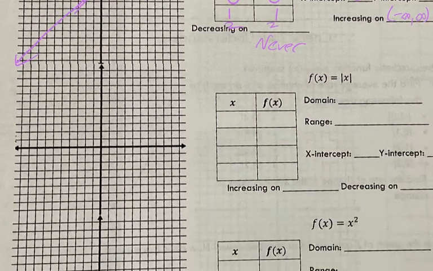Second one is the absolute value of x. Looks like a little V. It is a V. What are 5 key points for this graph? Probably -1, 1. Negative 1, 1.